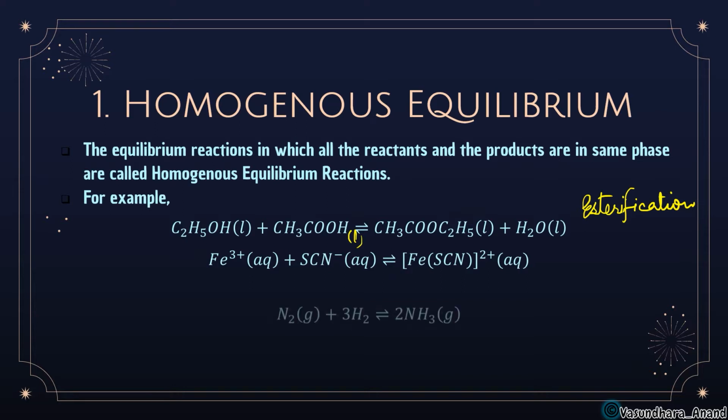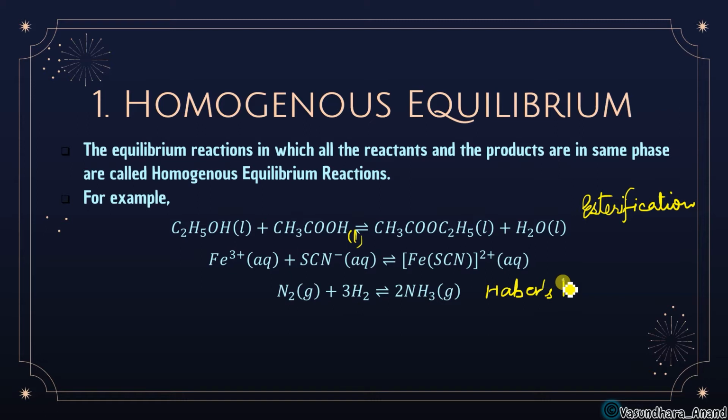Another, a very famous reaction, is called Haber's process. Haber's process is used for manufacturing of ammonia on a large industrial scale. All are in gas, this is also in the gas state. So that's why it is also an example of homogeneous equilibrium.